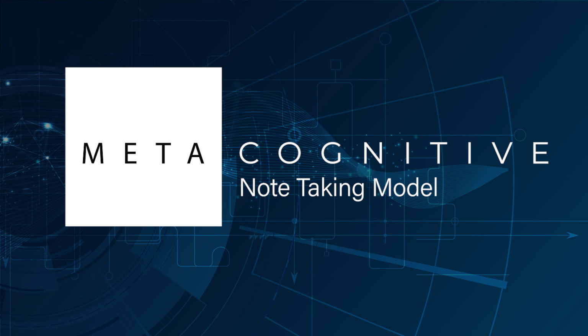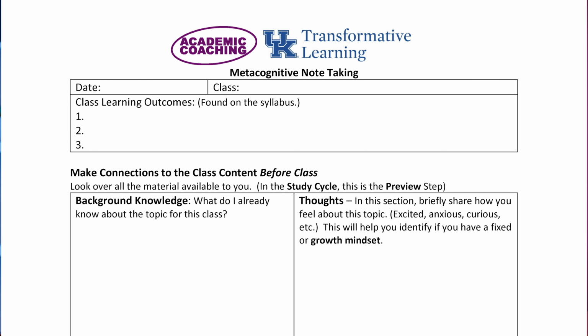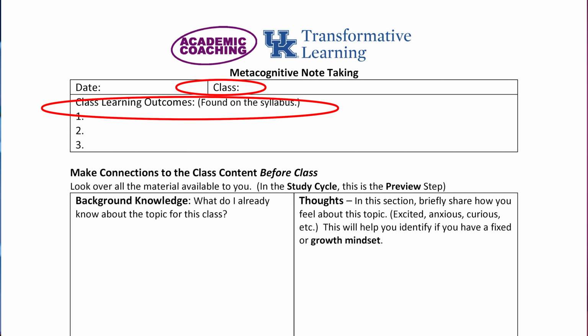To get started, we'll look at the top of the page where you can see we have provided space for you to include the date of the lecture. This is so you can make sure your notes are in order when you sit down to study. Next, we have a space open for you to include the name of your class and the learning outcomes for that specific class that can be found on the syllabus.